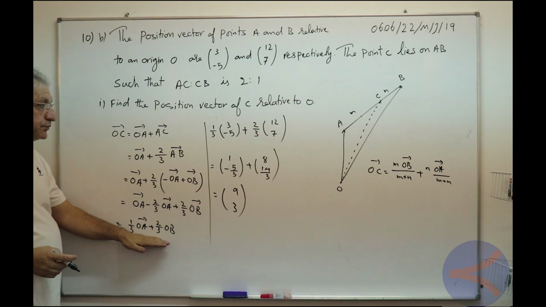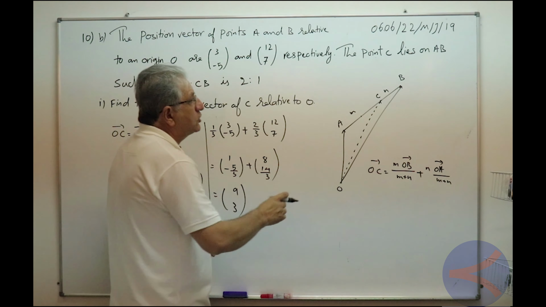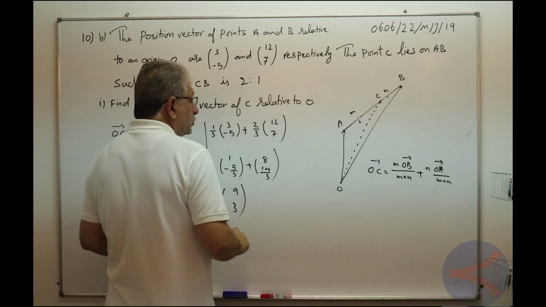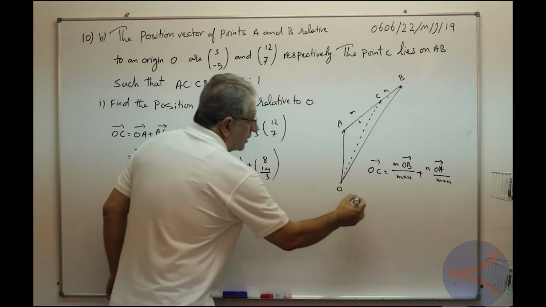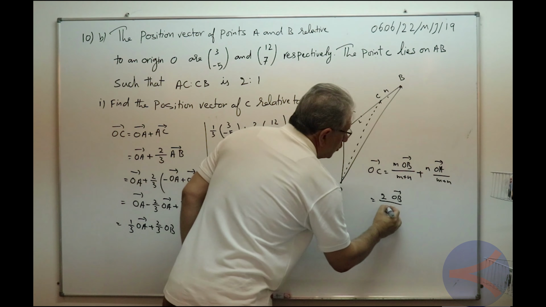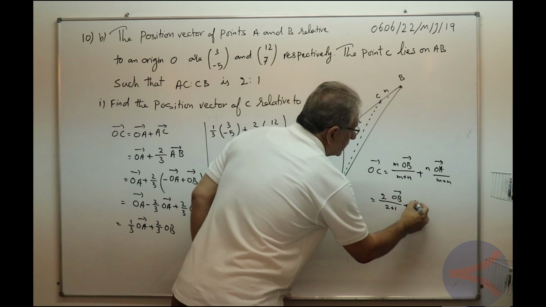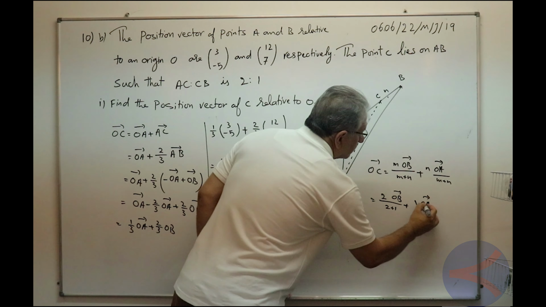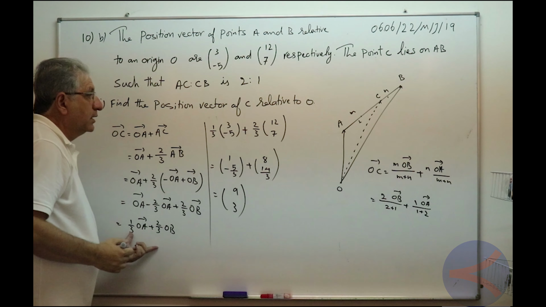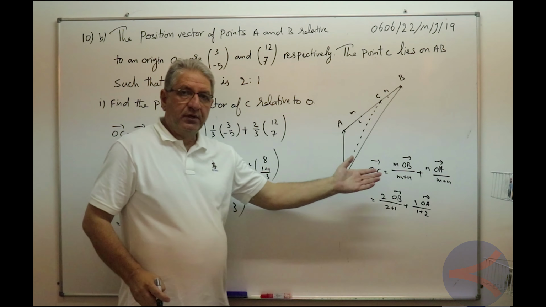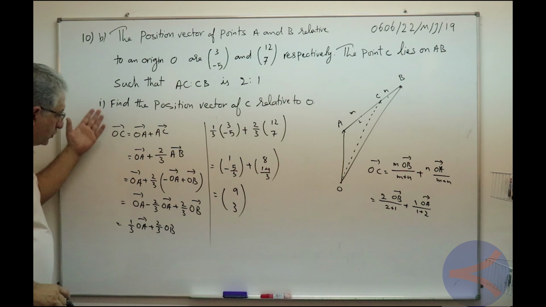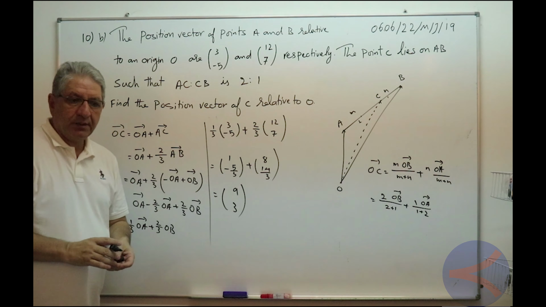See, now this is ratio 1 to 2. Therefore, if you substitute, it will be 2 times OB divided by 2 plus 1, plus 1 times OA divided by 1 plus 2. Is exactly this. If you can memorize this and you remember that, you can use it directly. But otherwise, you can solve like this and get your answer.